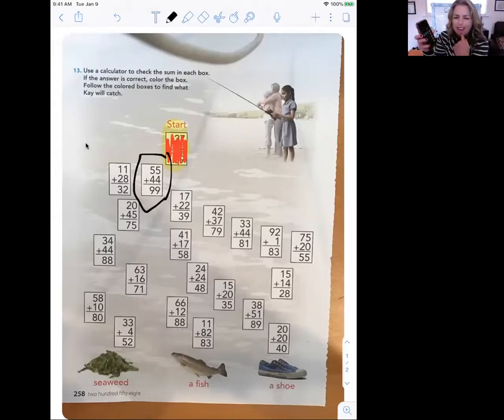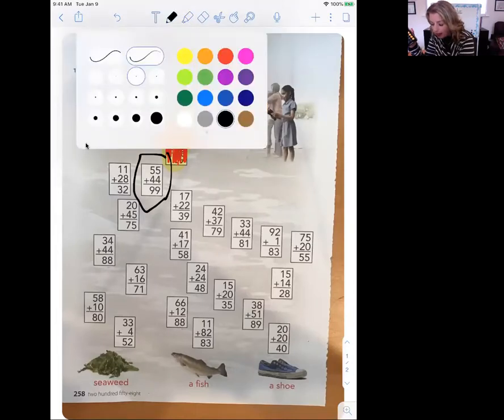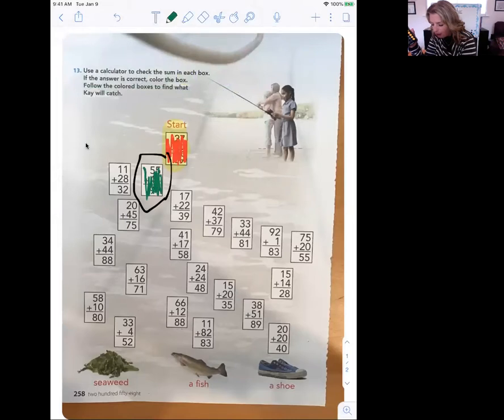Oh, I think I put in the wrong numbers. I put in 55 plus 99. Let me start over. So to start over, I got to clear it out. 55 plus what? Is it plus 99? No, that's what they're saying is the answer. 55 plus 44. 44, there we are, equals 99. So is that the right answer? Yep, I show that it's the right answer. So what am I going to do? It's the right answer, so I'm going to color it in.